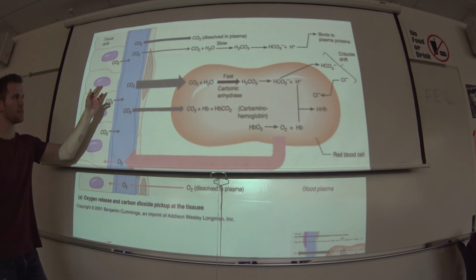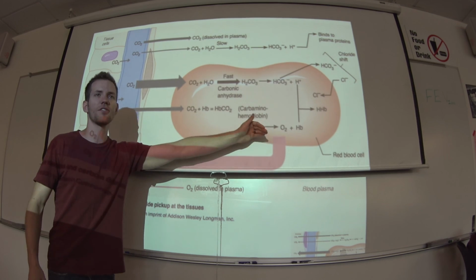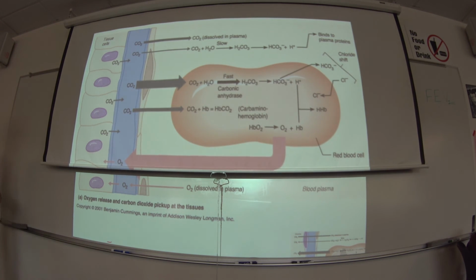So that's that connection between CO2 coming in, why we need the speed, and its effect on oxygen offloading. And that's a really nice way that we use the red blood cell. It's one of the ways it's really useful.